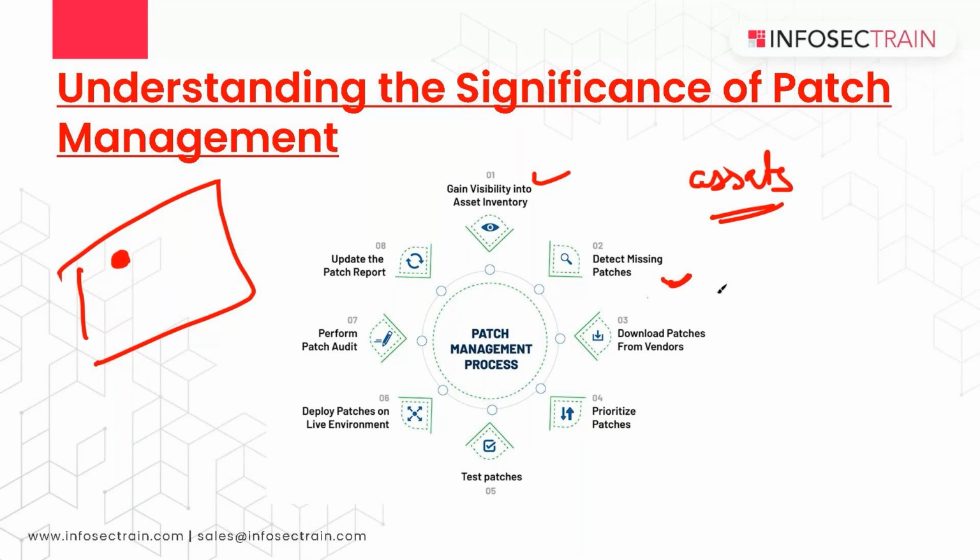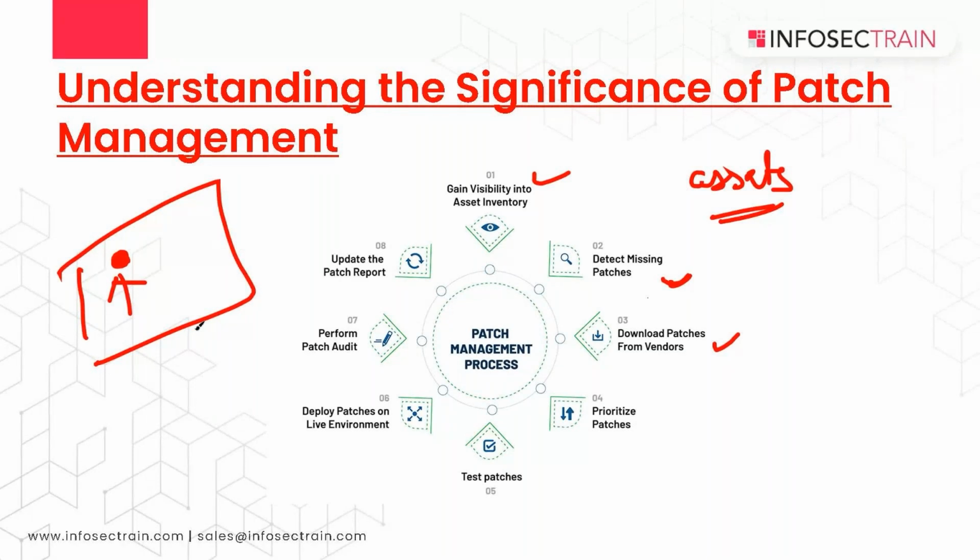Then after this, we download patches from the vendors. Once we get the details of the problems we were having, we download the patches from our vendors. As soon as vendors find bugs and vulnerabilities, they release patches for them. And many a time we do not enable auto update inside our systems, so the system will not update automatically. In those scenarios, we later look for those patches.